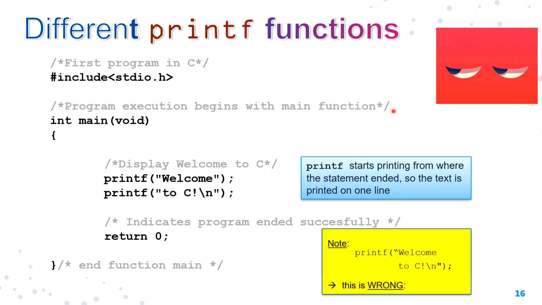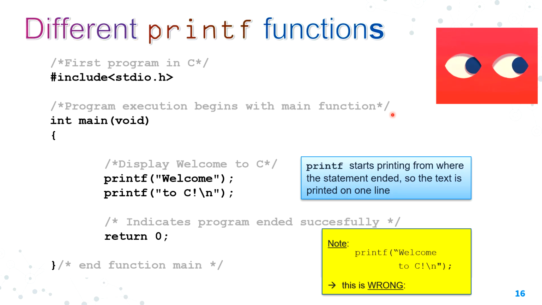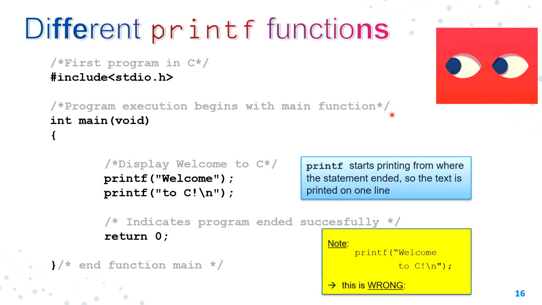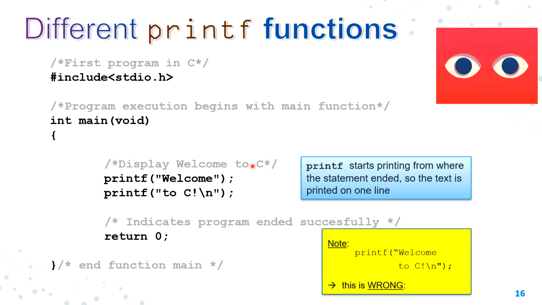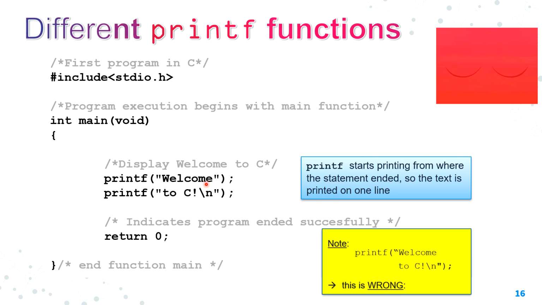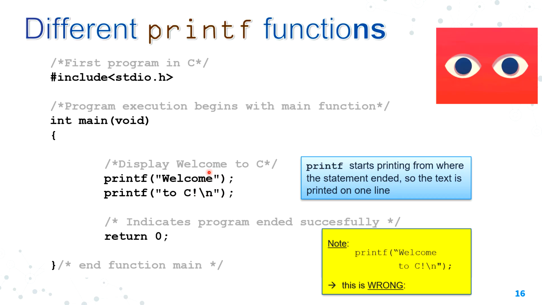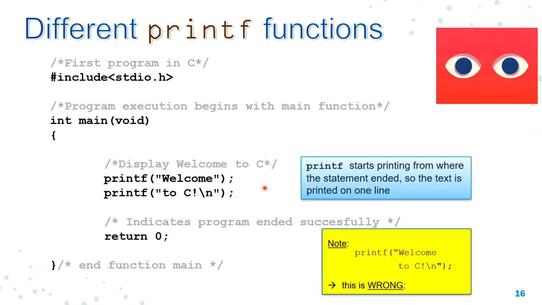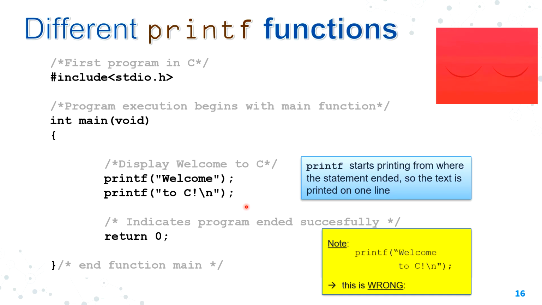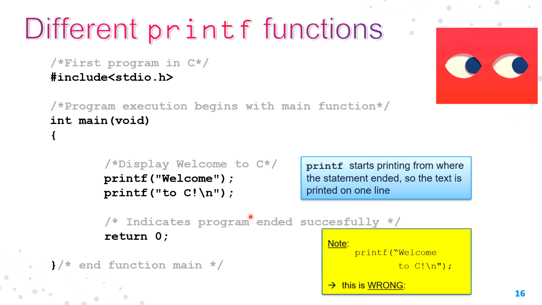Multiple printf statements and new lines. The printf function continues printing from where the previous statement ended. So if no new line, the \n, is used, the output will continue on the same line. Multiple printf function statements can be used together.